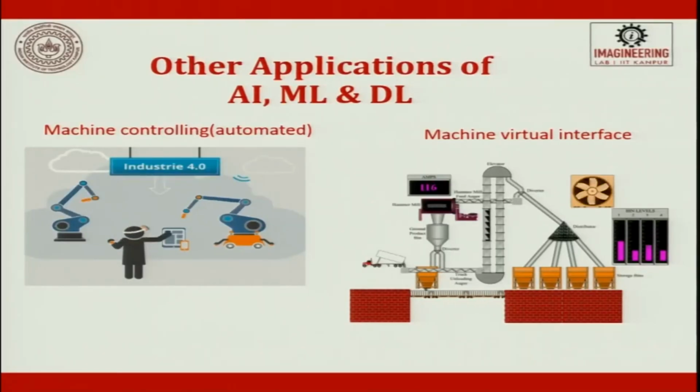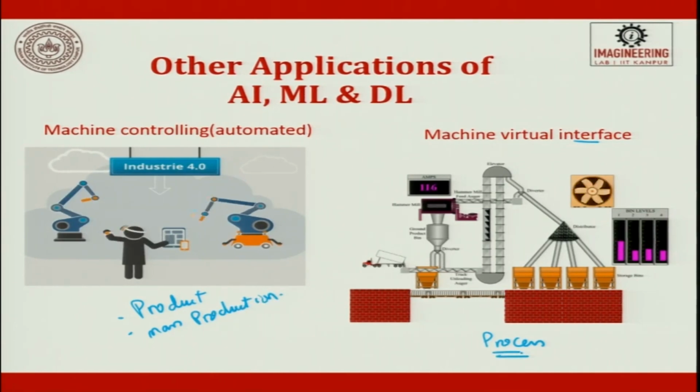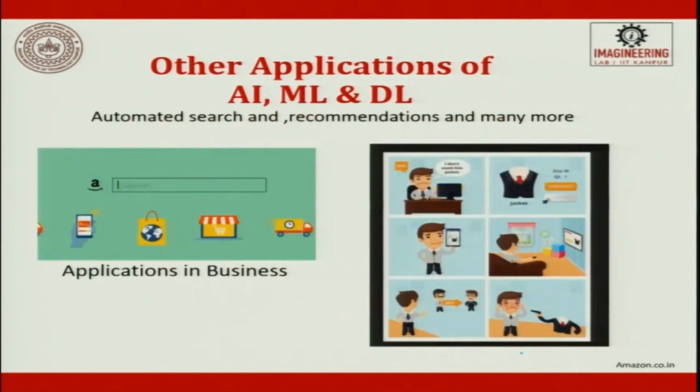So, the other applications for AI, ML and DL are going to be machine controlling for automation, then machine virtual interfaces which are given. So, all these things are other applications. This happens in process industry, this happens in product industry, or this happens in mass production industry. Here it is process. So, process is continuous product, it can be cement, it can be paint or whatever it is. So, automated search and recommendation and many more can be done by using AI, ML and DL.